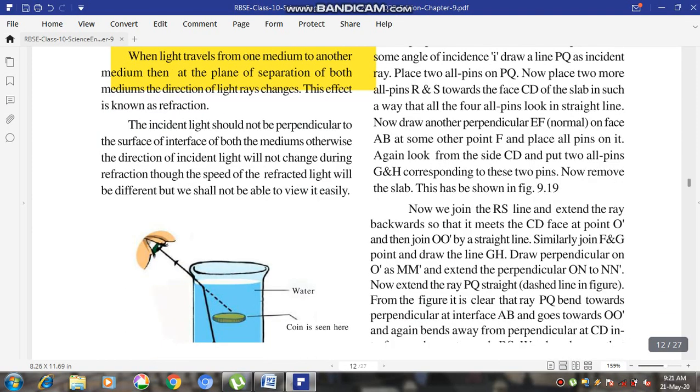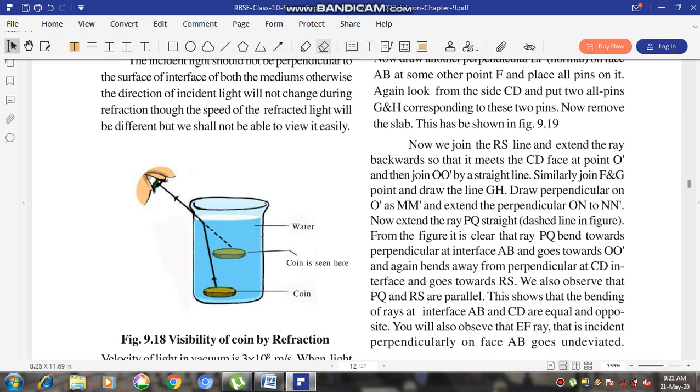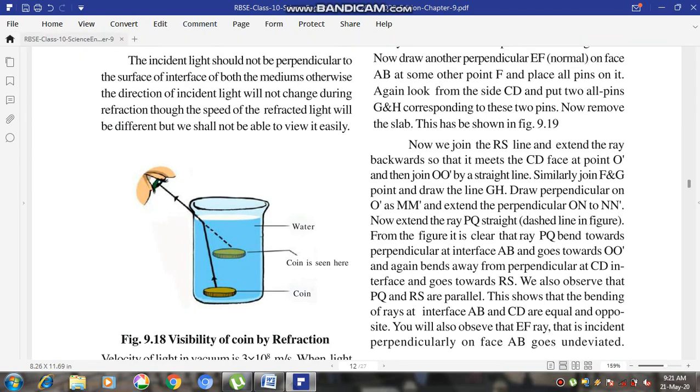So that is a diagram which shows why the coin looks like it is on the upper side. Okay, that is the real position of the coin, and that is the virtual image we see. We see the coin here, but the actual location of the coin is here, under the water. When we see from the upper side, it looks here. Why? Because of refraction of light.